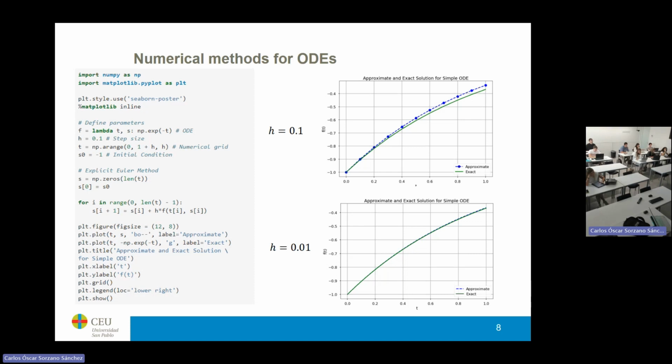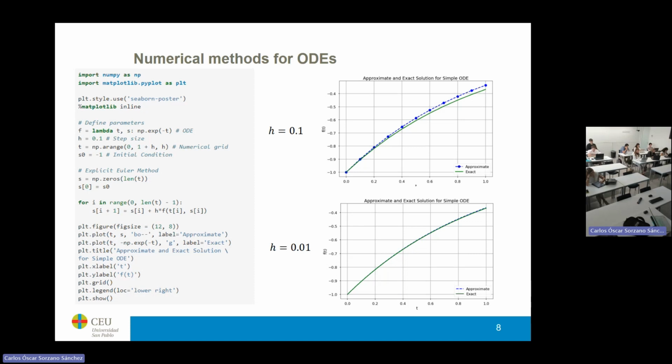So we have the initial condition, and here the solution is called S, not Y. S will start with a lot of zeros. The first sample will be the initial condition, and then we loop over all time steps. For each time step, we take the current state, multiply the time step by the evaluation of the slope at that point, and add them. The evaluation of the slope is this one. Then you keep on iterating, and then we plot it.